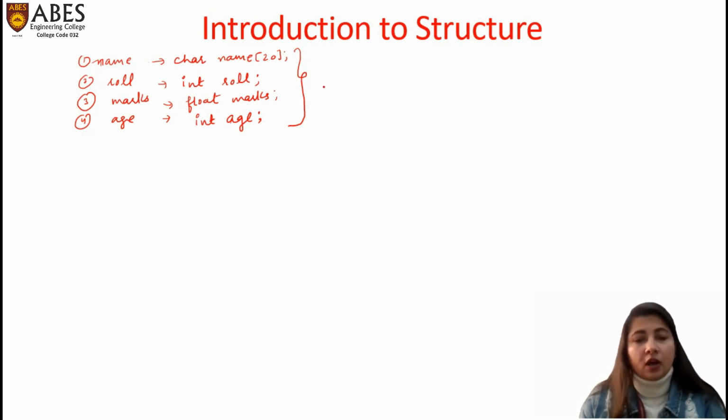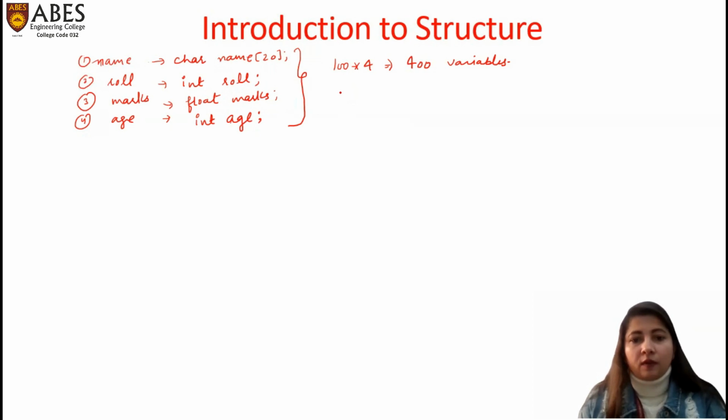a single student. Now let's suppose a situation where I want to store this information for around 100 students. So I'll need 100 into 4, that means 400 variables. It would not be feasible to work with so many variables. Another way is to create an array of names, another array for roll number, another array for marks, and another array for age. But that would also not be feasible.